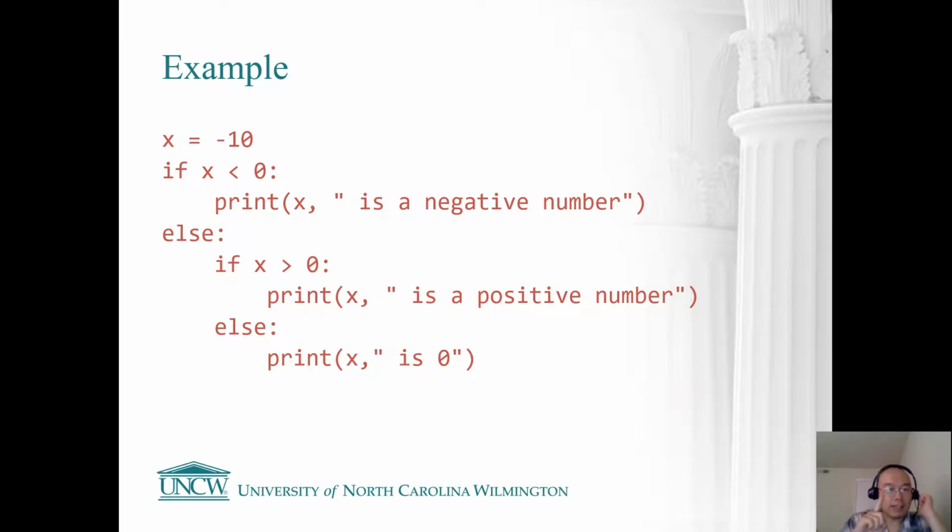But there is another possibility. If x is indeed 0, which means x smaller than 0 is false, and x greater than 0 is also false, what is the leftover condition? The leftover condition for this else is x is exactly 0, right? So we print x is 0.